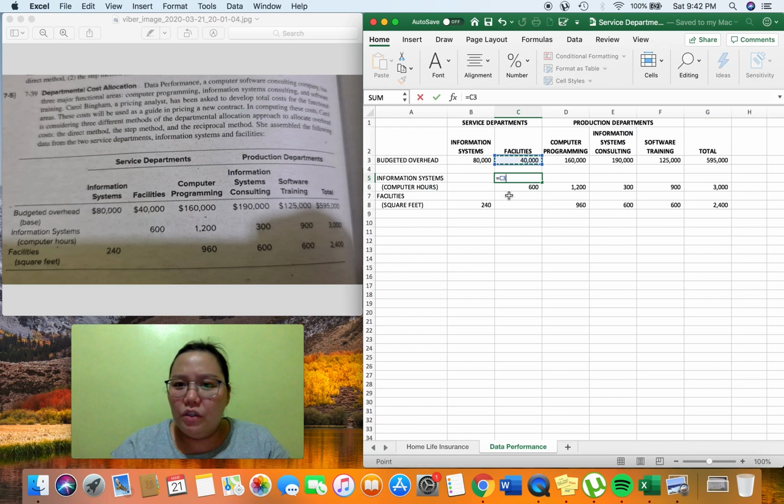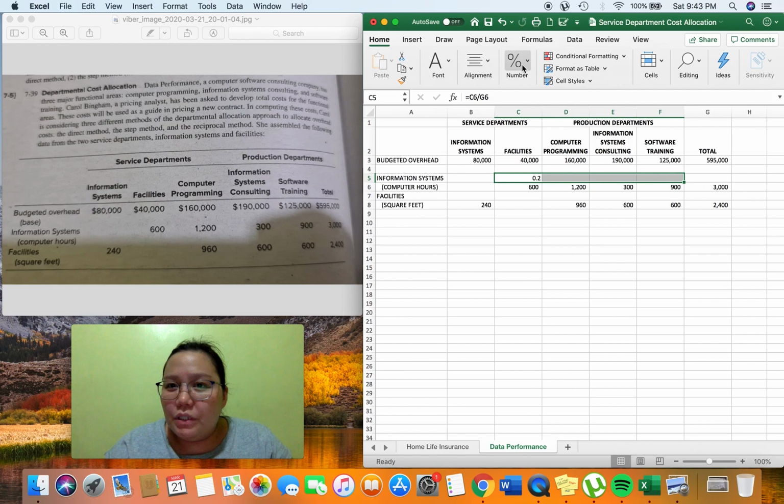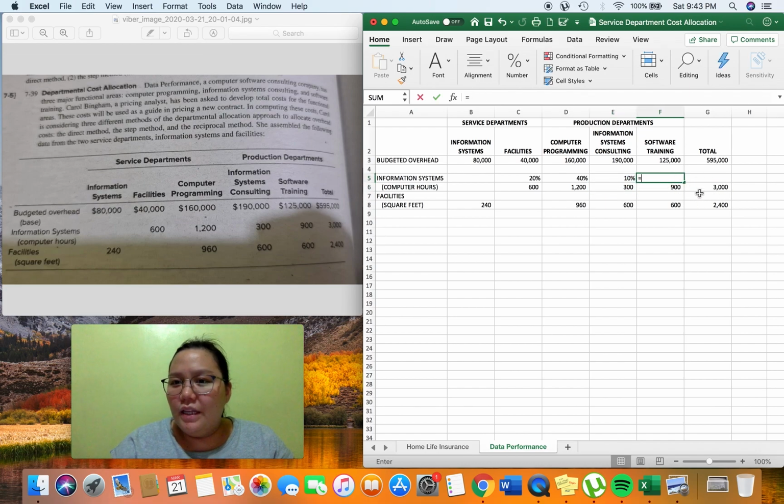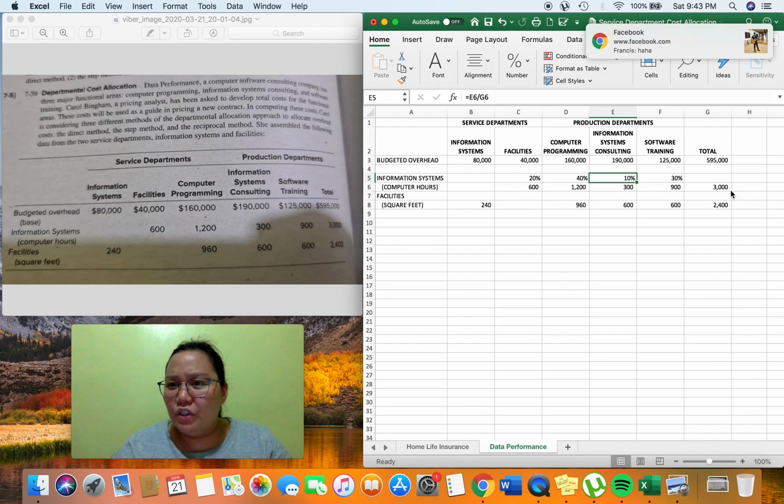So to do that, all we need to do is to divide the computer hours for the facilities department by the total computer hours spent during the period. So let's make this a percentage to make it easier. Okay? So we have 20% for the facilities. And then we have 1,200 divided by 3,000. This is equal to 40%. 300 divided by 3,000. This is equal to 10%. And lastly, 900 divided by 3,000. This is equal to 30%.